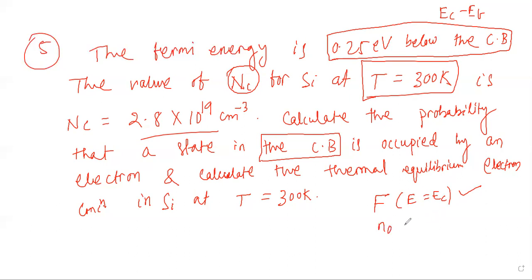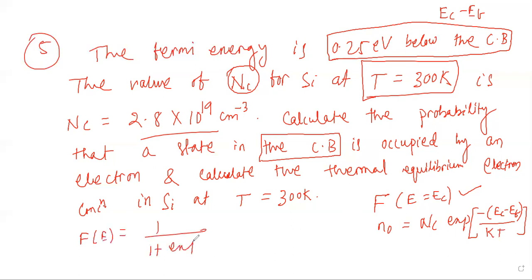Okay, so I can just write the formulas over here. n0 is NC times e to the power minus (EC minus EF), which is given in this question, 0.25 electron volt, divided by kT. This is the formula. And F of E at E equal to EC is also a known value, which is 1 divided by 1 plus e to the power (EC minus EF) divided by kT. Both the formulas are given, all the data are known, just substitute it. Let me just clear it and I will write it.